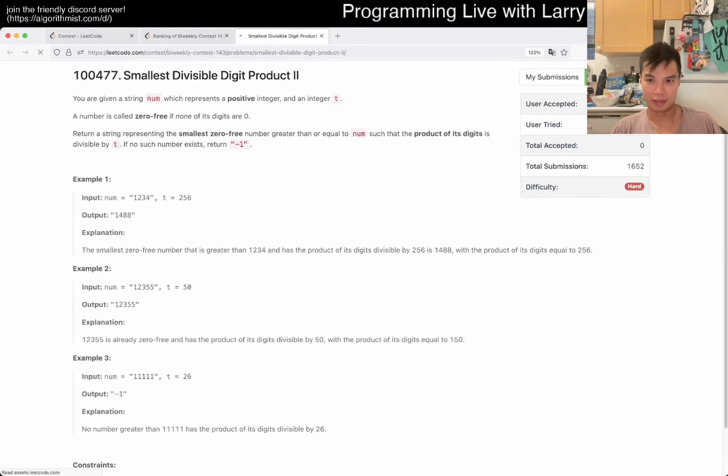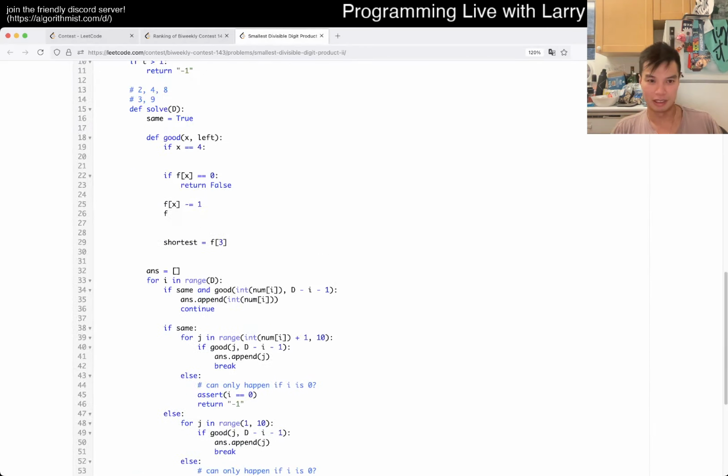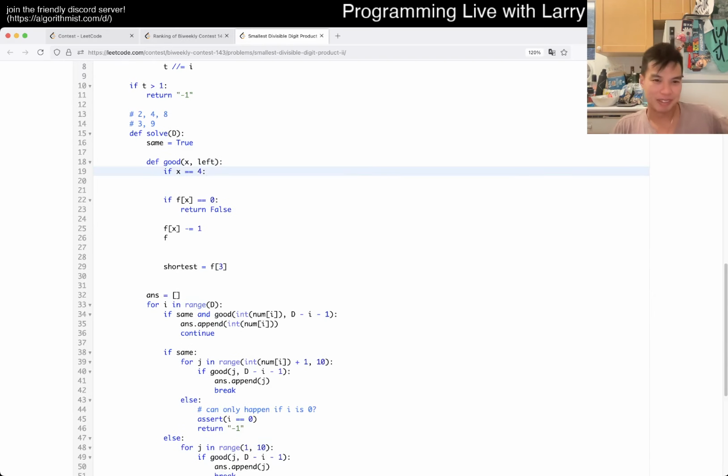How many people have gotten so far? This is lagged, I guess. I thought they solved everything, but apparently not.